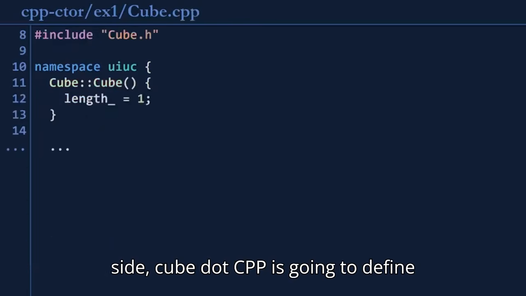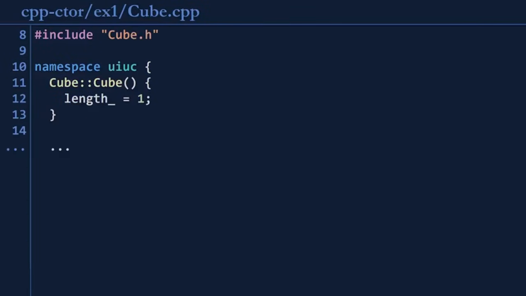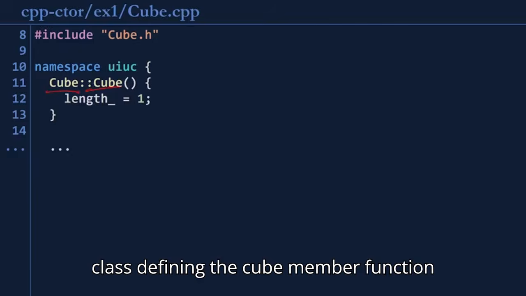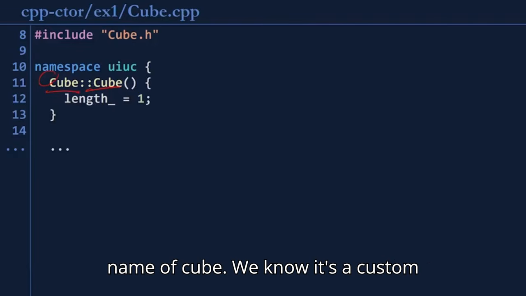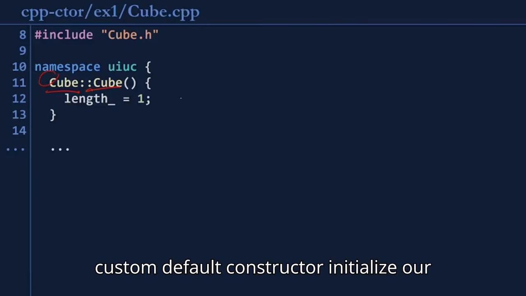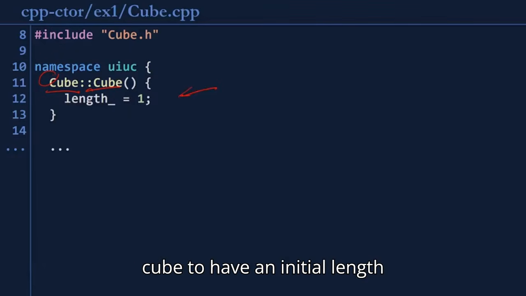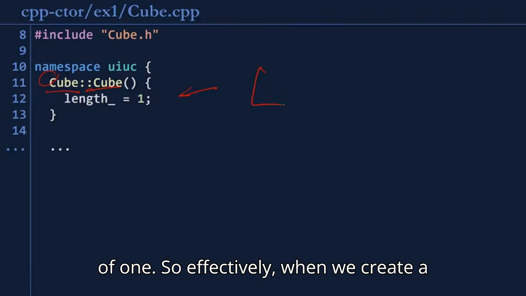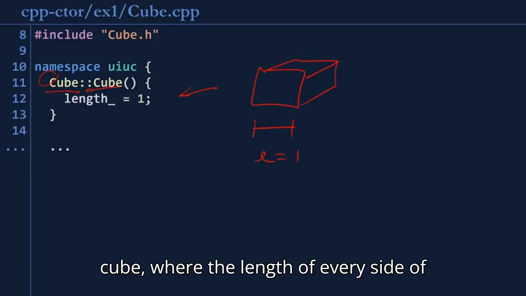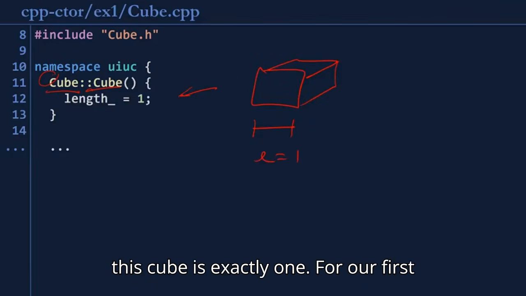On the other side, cube.cpp is going to define the implementation of the cube constructor. Here we have the cube class defining the cube member function. Because it has no return value and has the name of cube, we know it's a custom default constructor. And here we have the custom default constructor initialize our cube to have an initial length of 1. So effectively, when we create a cube, our cube is going to be a unit cube, where the length of every side of this cube is exactly 1.